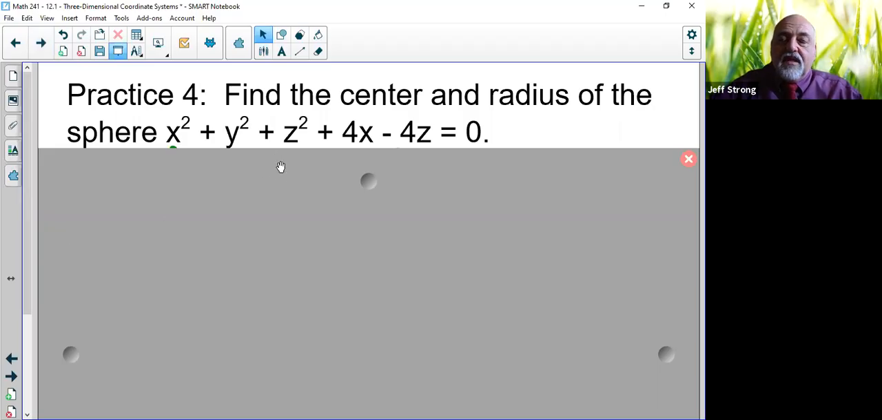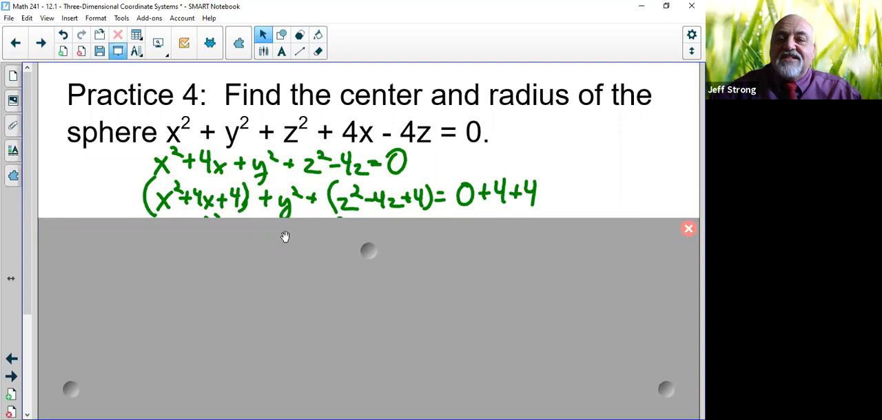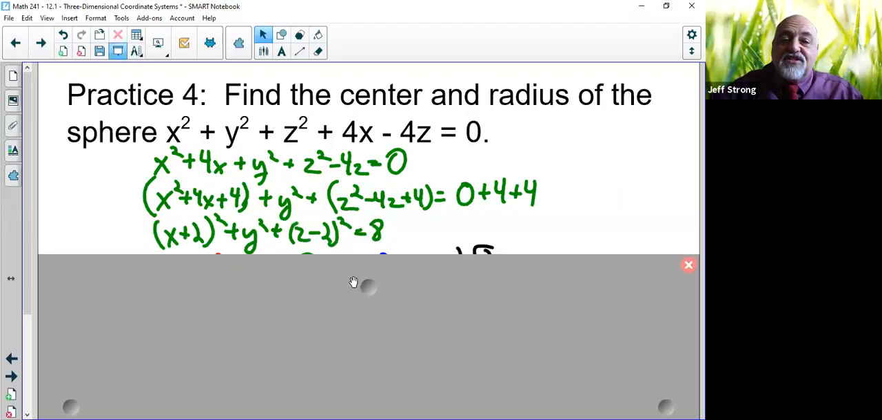All right. So getting the x's together and the y's together and the z's together. To get the square with the x's, we've got to add 4. So we add 4 over here. We don't have to mess with the y's. To complete the square with the z's, we also have to add 4. And so then that's going to get us (x + 2)^2 + y^2 + (z - 2)^2 = 8.